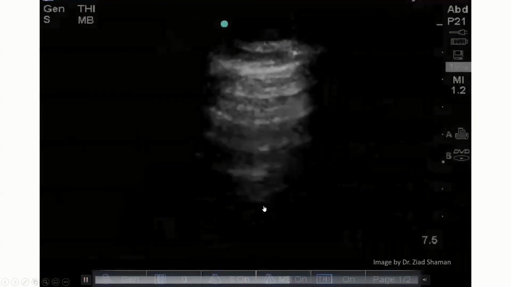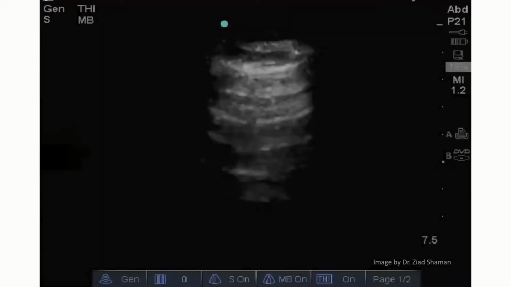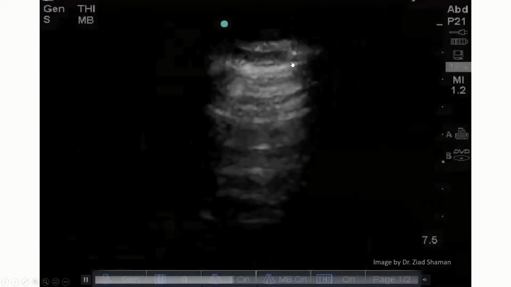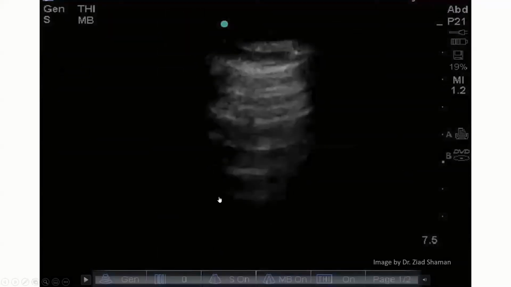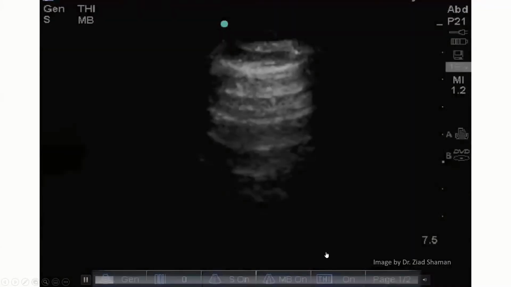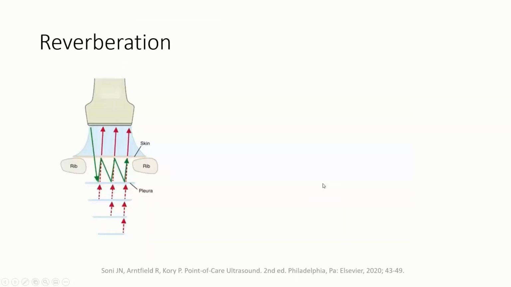Those images and movies were provided by Dr. Sharman. Thank you so much. This is something we frequently see when we do lung ultrasound. This is the A-line. You can see hyperechoic lines multiple times in an evenly spaced manner. And this is another figure with dotted lines. Those are called reverberation.